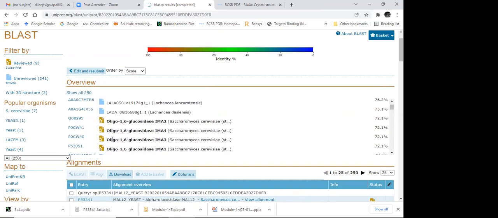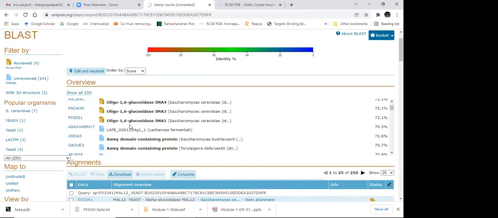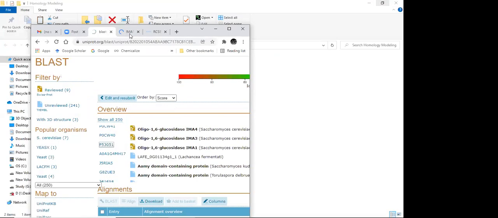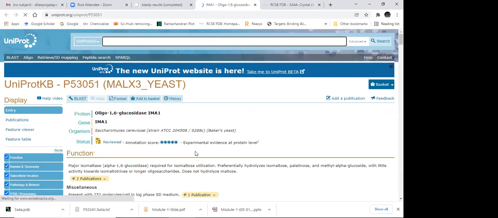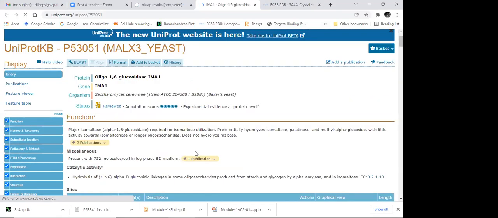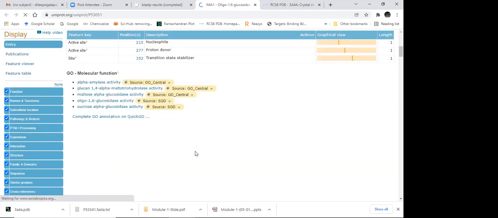Here you can see oligo-1,6-glucosidase IMA1, isomaltase 1. Here we can see this protein. We can take it as a template.